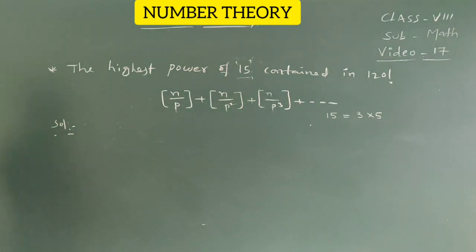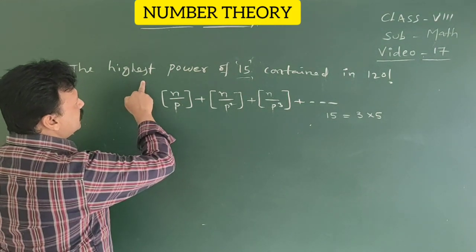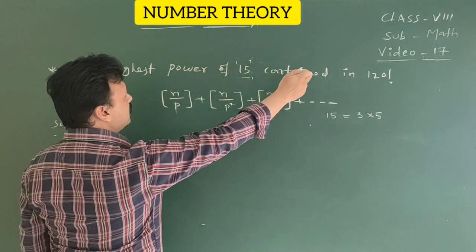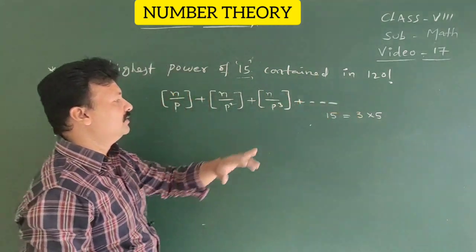Every composite number can be arranged as a product of primes. So by using that property we need to arrange in terms of primes. So here 15 equals 3 into 5. So here we need to find the highest power of 3 contained in 120 factorial as well as the highest power of 5 contained in 120 factorial.